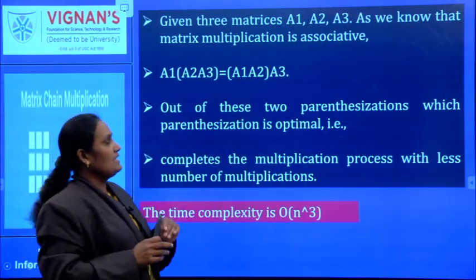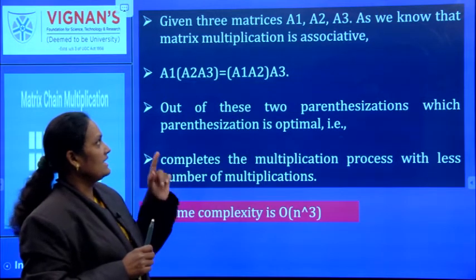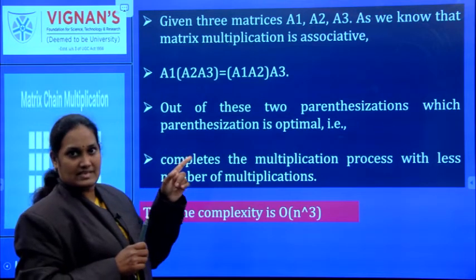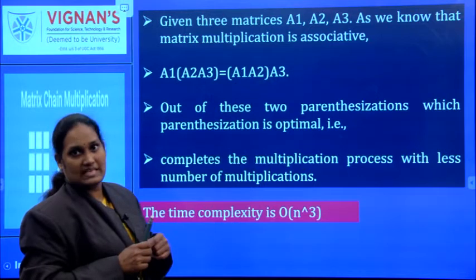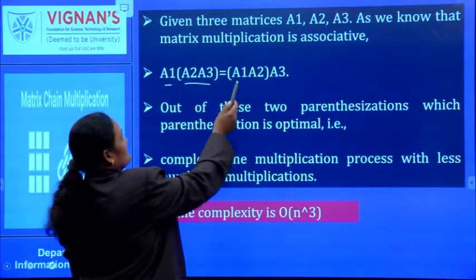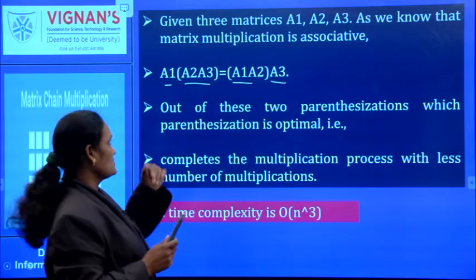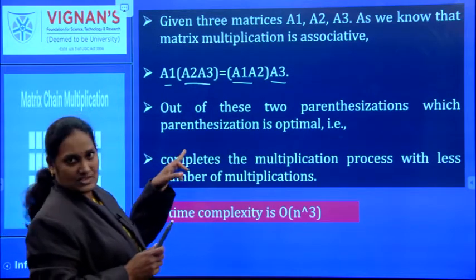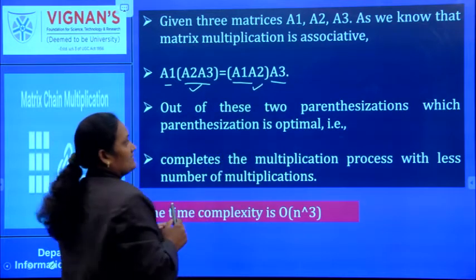For example, here, for explaining that, I have taken 3 matrices A1, A2, A3. As we know, matrix multiplication follows the associative law, that is (A1 into A2) into A3 is equal to A1 into (A2 into A3). So that is the associative law. Here we represented 2 parenthesizations. This is one parenthesization and this is the other way of parenthesization.